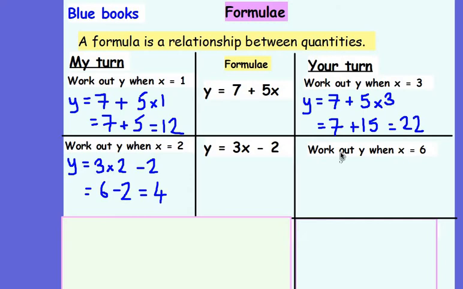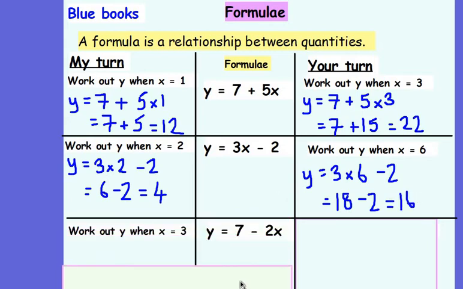Right, let's go through it. This time y is equal to 3 times 6, take away 2, which is 18, take away 2, which is 16.